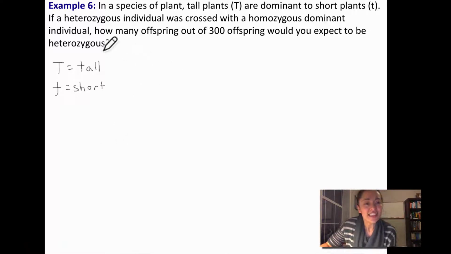So let's see. If a heterozygous individual was crossed with a homozygous dominant individual, how many offspring out of 300 offspring would you expect to be heterozygous?